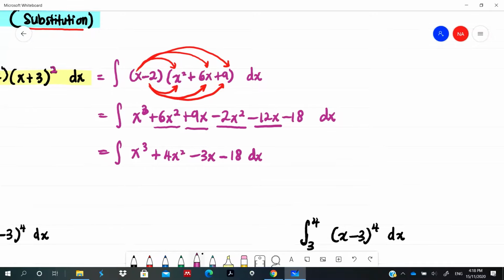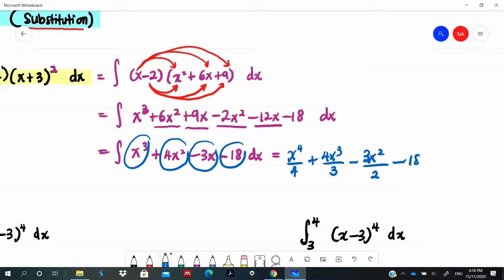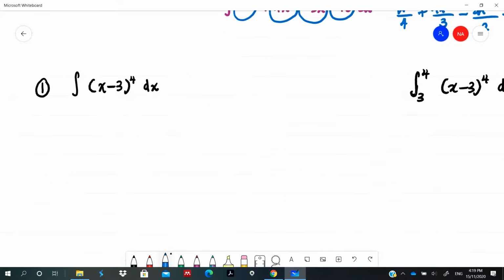So now we want to integrate this. Now it can be integrated. It is very easy: x cubed will become x to the power of 4 over 4, and then 4x squared will get 4x cubed over 3, and then negative 3x will get negative 3x squared over 2. Be careful when writing your numbers. Finally we get negative 18x, but don't forget the plus c because this is the indefinite integral. But what if you have something like this?